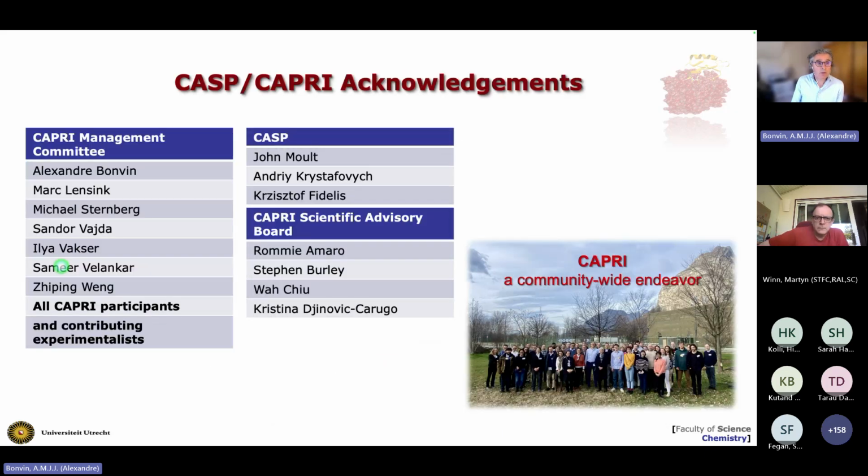And just a short acknowledgement to the CAPRI Management Committee, which I'm leading, and then CASP is run by John Moult, and actually only 3 people have been running CASP over many years. So again, if you are interested, there's a round starting now at CASP, CAPRI. Do participate, bring new ideas. This is what is catalyzing all the development in the field, or many of the developments.